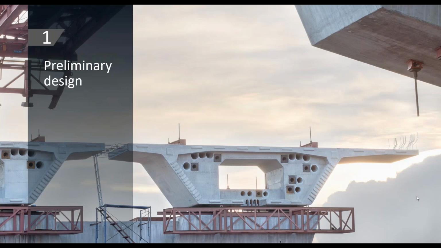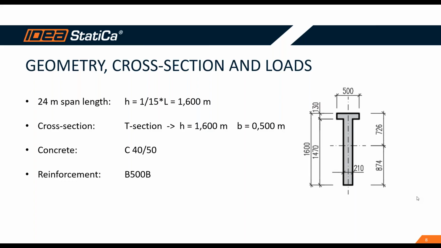So, something about the preliminary design of this project: the geometry, the cross-section, and the loads. The 24-meter span length was given. So the engineer has chosen the depth of the cross-section as 1.6 meters, as 1/15 of the span length. The cross-section will be a T-section with the depth 1.6 meters and the width of the flange 0.5 meters, as you see in the picture. Concrete grade will be C40/50 and the reinforcement B500B.